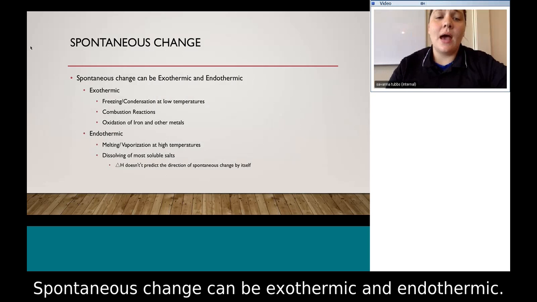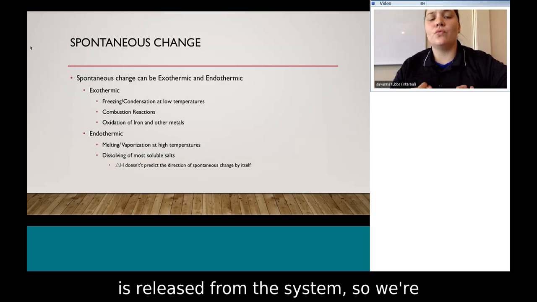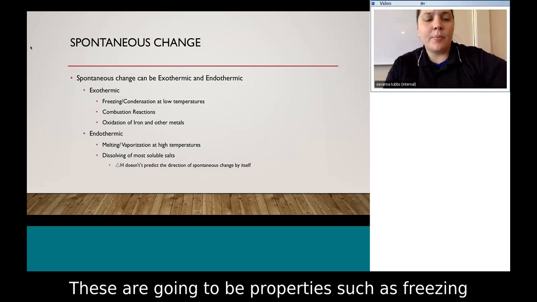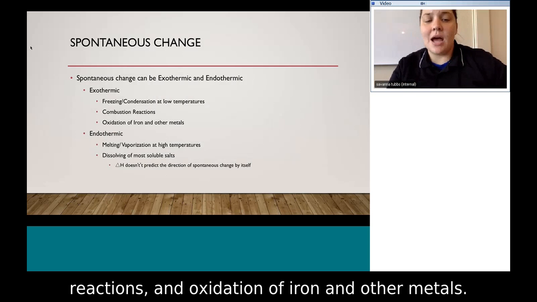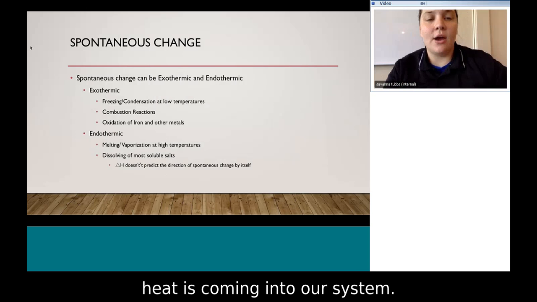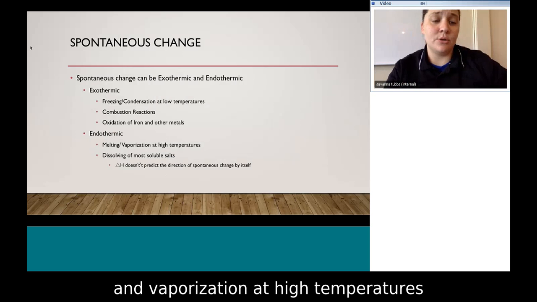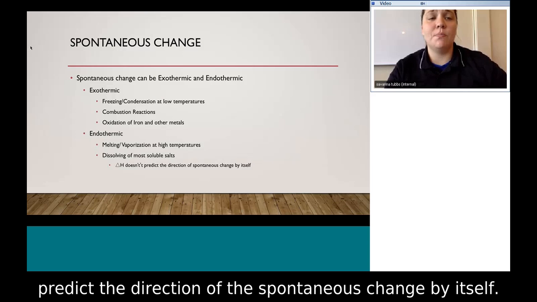Spontaneous change can be exothermic and endothermic. Exothermic, remember, is when heat or energy is released from the system. So we're losing heat from our system. These are going to be processes such as freezing or condensation at a low temperature, combustion reactions, and oxidation of iron and other metals. The second is endothermic, which is where heat is coming into our system. And that's going to be processes such as melting and vaporization at high temperatures and dissolving of most soluble salts, where delta H doesn't predict the direction of the spontaneous change by itself.